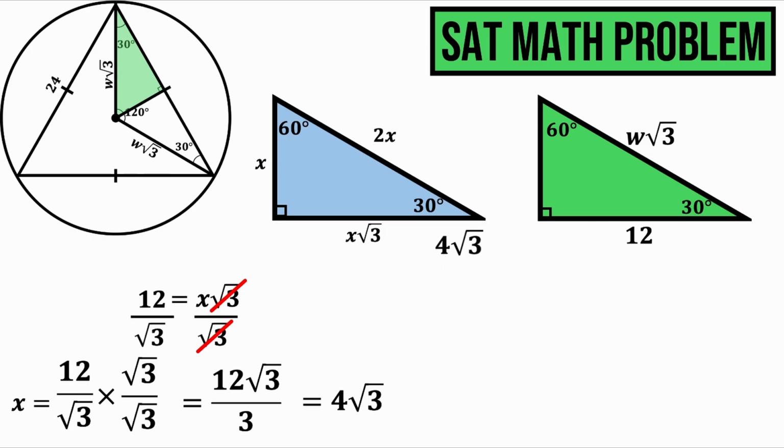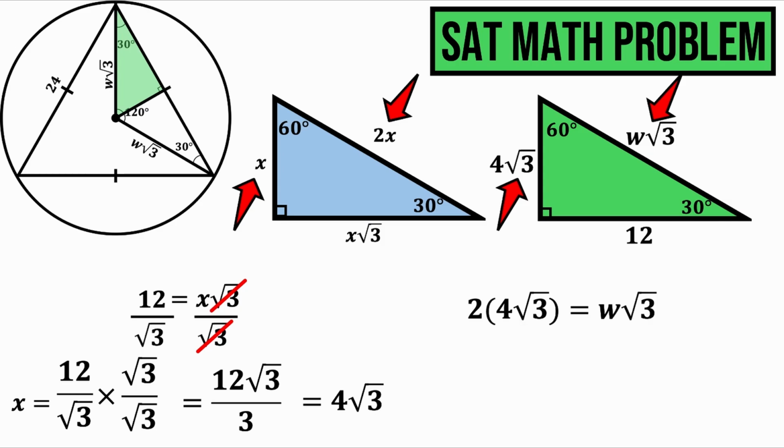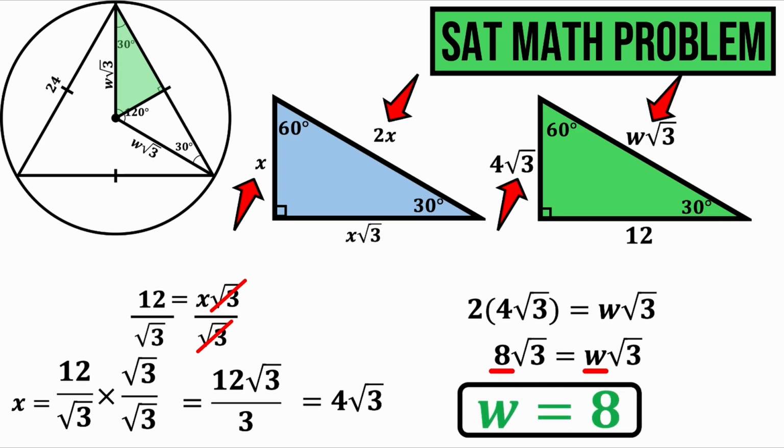So I'm going to put my 4 root 3 up here because that's where the x value is. And now I want you to look specifically at how this value and this value are related. To go from x to 2x, we just multiply by 2, which means that to go from 4 root 3 to w root 3, we just need to multiply by 2. So let me set that up next. 2 times 4 root 3 is equal to w root 3. If I simplify the left-hand side, that's going to give me 8 root 3 is equal to w root 3. And now I can just compare the two values outside the root 3. We have 8 and w, which means that w must equal 8, and that's my solution.